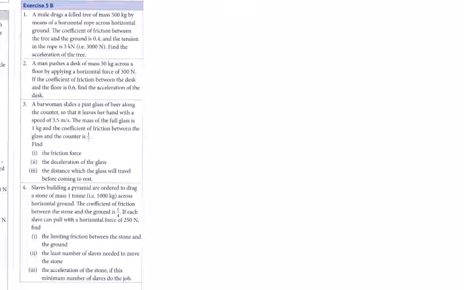So, a mule drags a felled tree, mass 500, by means of a horizontal rope across horizontal ground. So let's just sketch that. Here's my object, horizontal rope, horizontal ground. Got tension in the rope. I have mg coming down. I have my reactionary force.